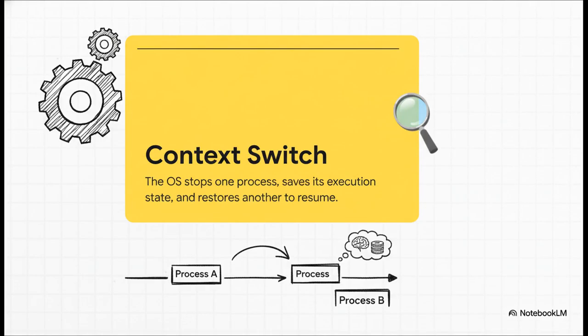So that act of switching, of stopping one process and starting another, it has a technical name. It's called a context switch. This is where the OS has to meticulously save the entire state of one process, its context, then load up the state for the next one and let it pick up right where it left off.